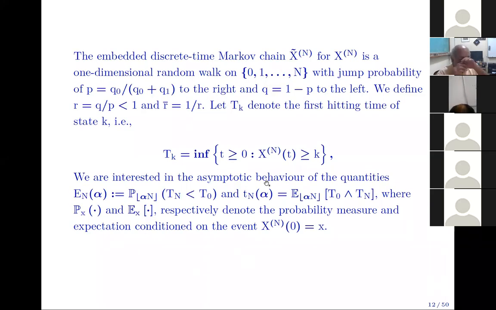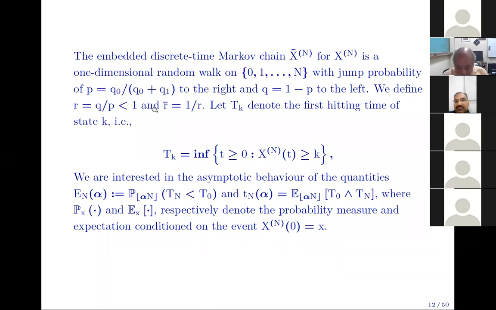So instead of looking at the continuous time, we can also look at the time when the changes occur. That's called the skeleton of the Markov chain, or the embedded discrete time Markov chain. And I denote it by x tilde n. You can see that x tilde n is just a one-dimensional random walk taking values in this state space here, and 0 and n are the absorbing states. And the jump probability is exactly p, which is Q0 over Q0 plus Q1.